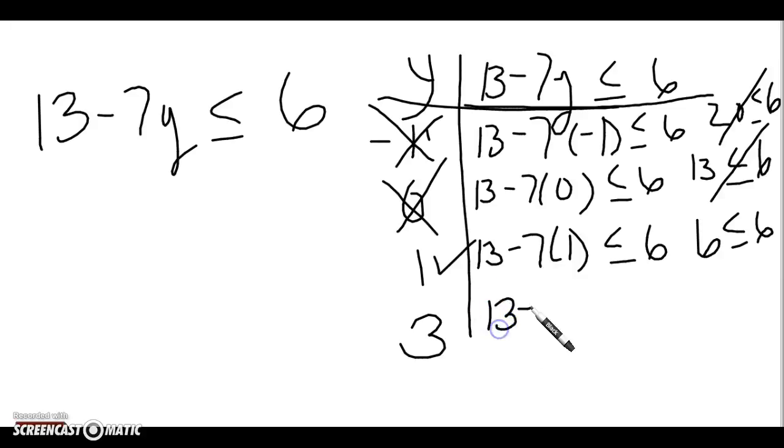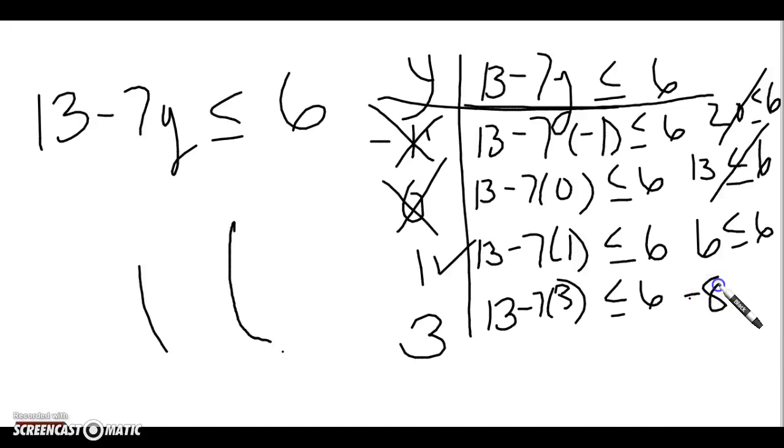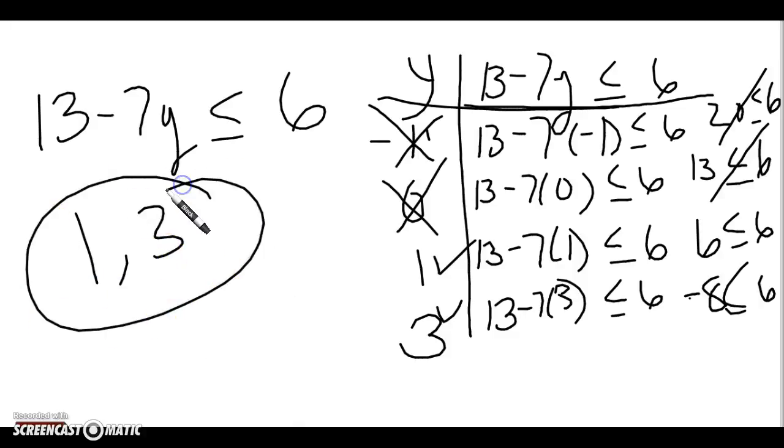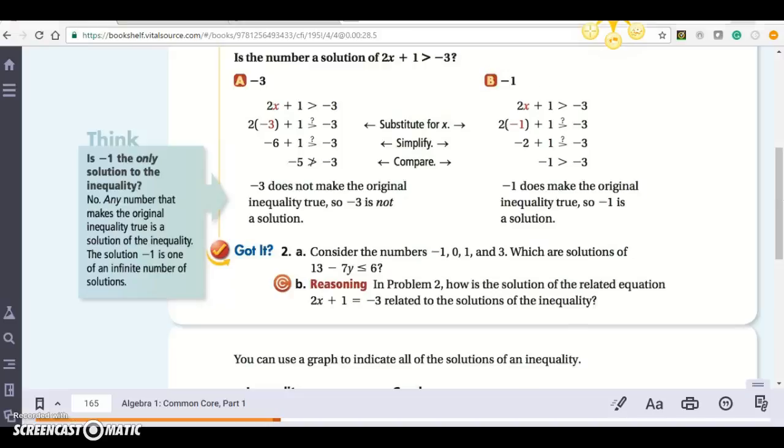The last one, 13 minus 7 times 3 is less than or equal to 6. Well, 7 times 3 is 21, so I get 13 minus 21, so I get negative 8 is less than or equal to 6. And this is a true statement, so 3 is a solution. So my solutions are 1 and 3.